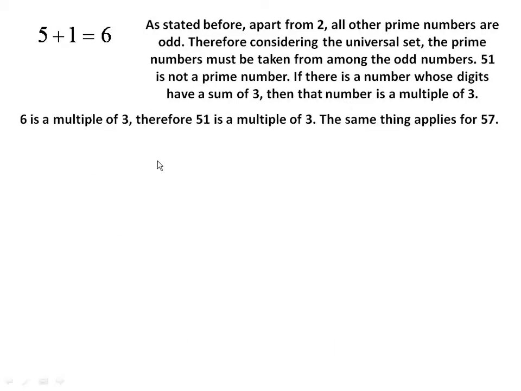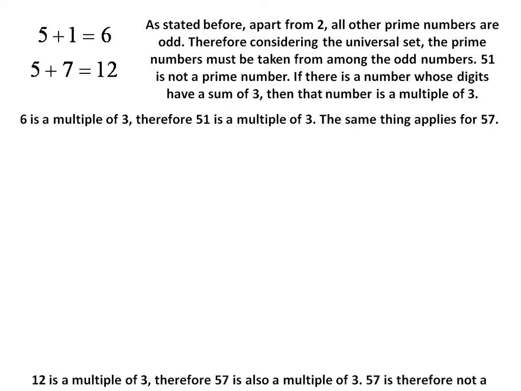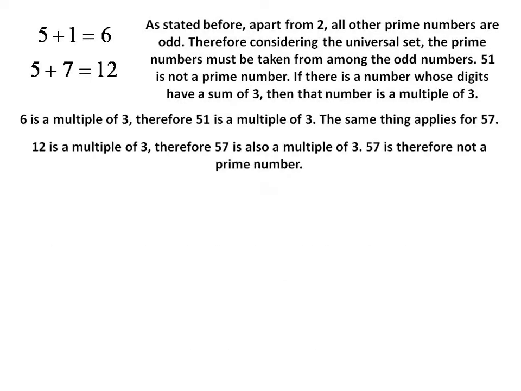So 6 is a multiple of 3. Therefore, 51 is also a multiple of 3. The same thing applies for 57. When we add 5 plus 7, we get 12. Since 12 is a multiple of 3, so is 57. So 12 is a multiple of 3. Therefore, 57 is also a multiple of 3. 57 is therefore not a prime number.